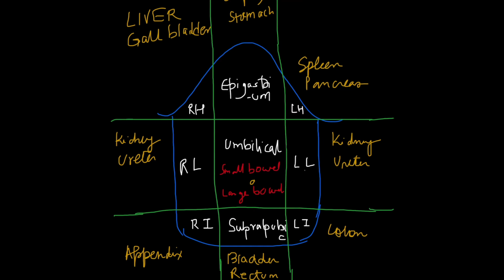Now, pain in a particular quadrant or region is due to the pathology of a particular organ which is present in that region. Like right hypochondrium has liver and gallbladder, so common diseases producing pain in this region are acute hepatitis, liver abscess, congestive hepatomegaly, biliary colic, pneumonia and subdiaphragmatic collection, because the lower lobe of the lungs is also present here.